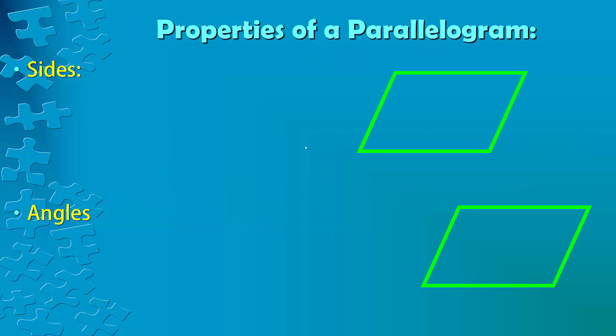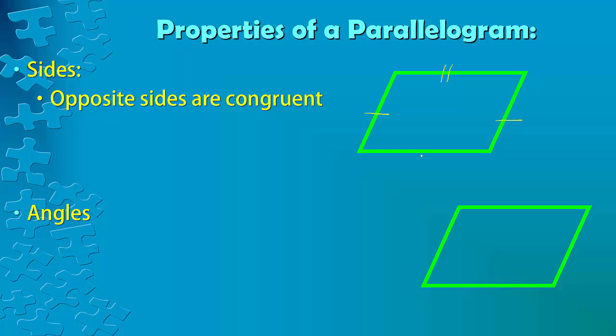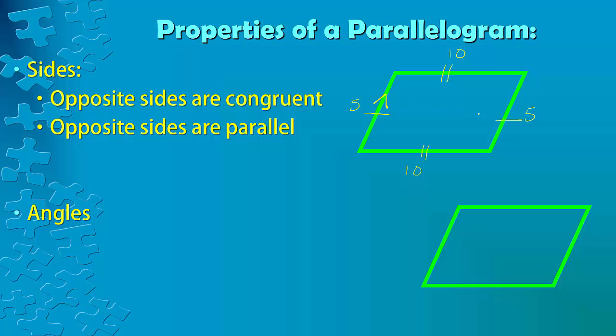Alright, so let's start with the properties of parallelograms. So we'll talk about their sides first. With the parallelogram, the opposite sides are congruent, which means that this side is congruent to this side, and this side is congruent to this side. It doesn't necessarily mean that all four of the sides are congruent to each other, just that the opposite ones are. So like, if this one was 10 and this is a parallelogram, then this would be 10. If this was 5, then this would be 5. Also, the opposite sides are parallel, so that means that these two sides are parallel to each other, and these two sides are parallel to each other.